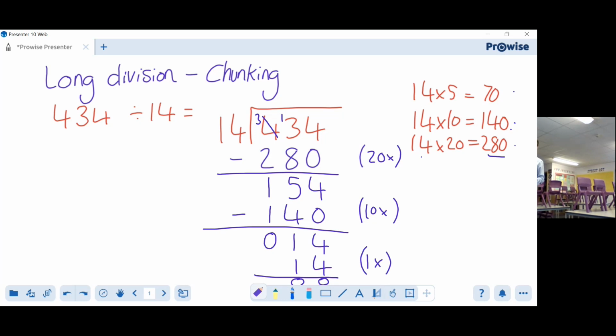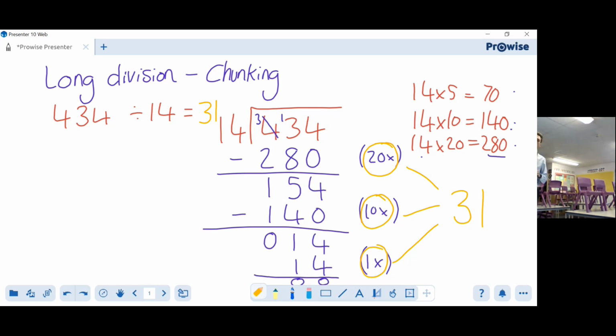All we have to do at the end of this, the magic of chunking, is look back at the lots of 14 that we have taken away previously, and add all of these up. So we've got 20, we've got 10, and we've got 1. We add these up, and that gives us our golden number of 31. So our answer to 434 divided by 14 is 31.